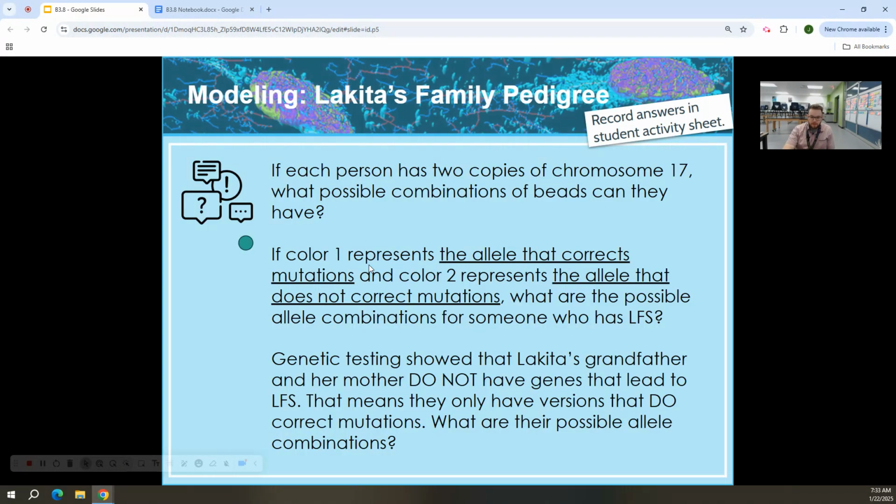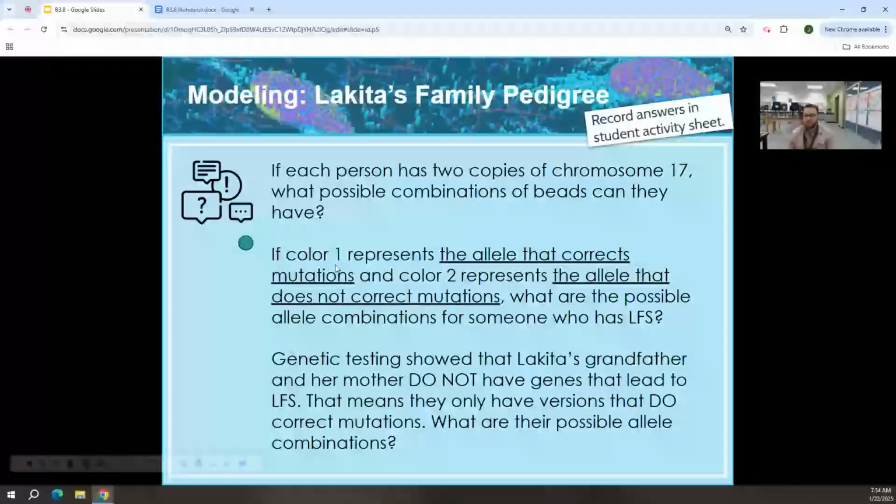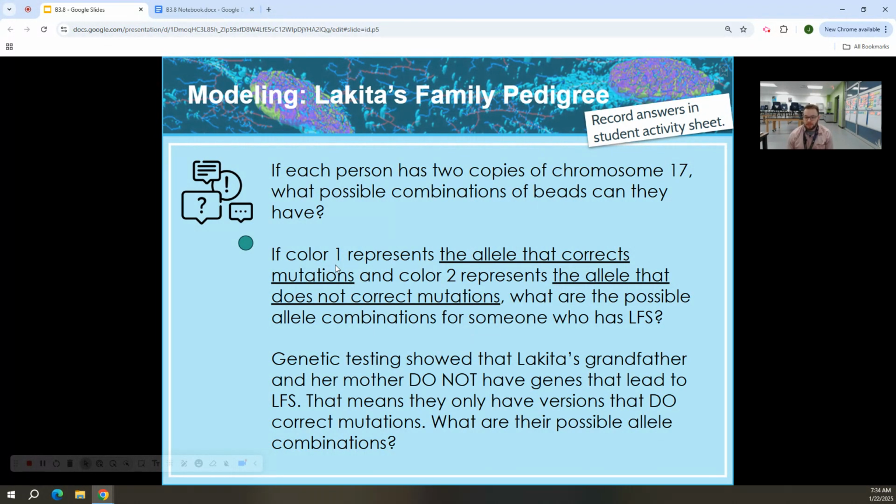Okay, so we should have tried it. So we're going to come back here. Okay, so if the first color, whatever color it is, represents the allele that corrects mutations, and the second color represents the one that does not correct mutations, if someone has LFS, then I'm going to assume that they have at least one allele that does not correct the mutation. That would tell me that they have one allele that is not making functional p53. Therefore, they're going to have this syndrome.